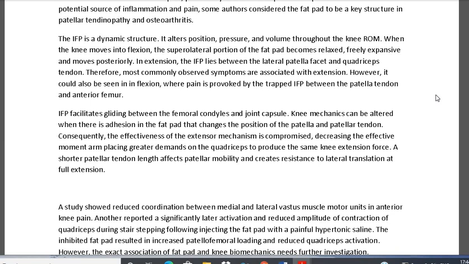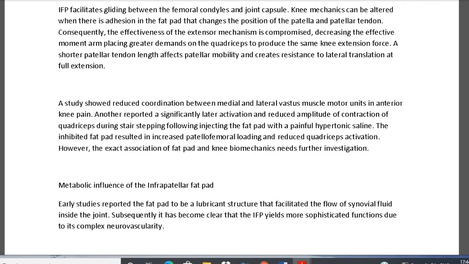A shorter patellar tendon length affects patellar mobility and creates resistance to lateral translation at full extension. One study showed that reduced coordination between medial and lateral vastus muscle motor units is involved in anterior knee pain. Another study reported a significantly later activation and a reduced amplitude of contraction of the quadriceps during stair stepping following injection of the fat pad with painful hypertonic saline. So the inhibited fat pad results in increased patellofemoral loading and reduced quadriceps activation. This is important: when the fat pad is inflamed or not functioning normally, it results in increased patellofemoral loading and reduced quadriceps activation.